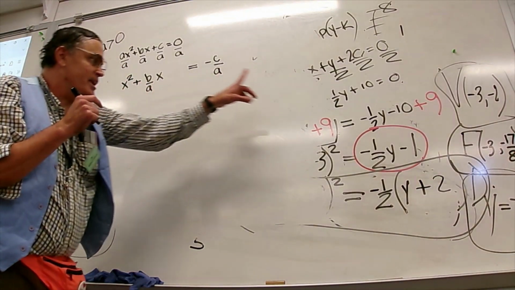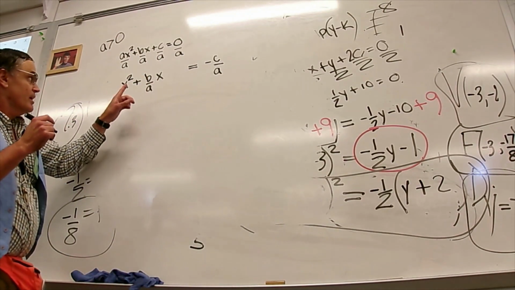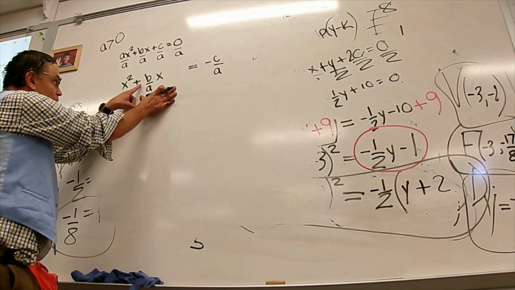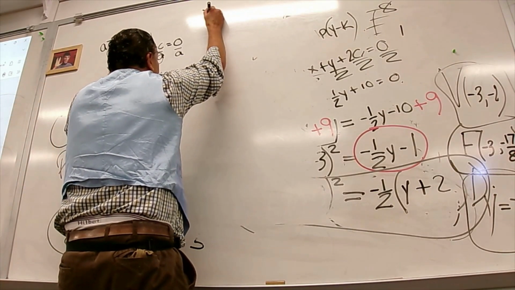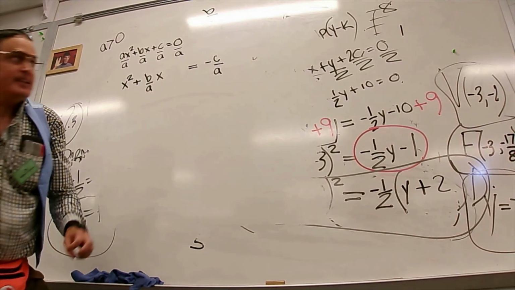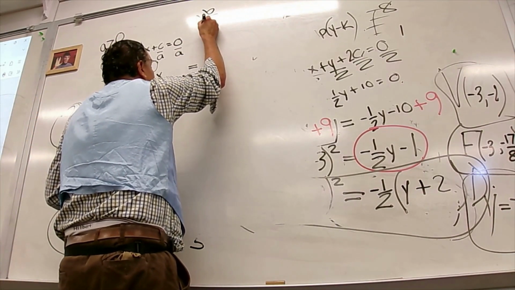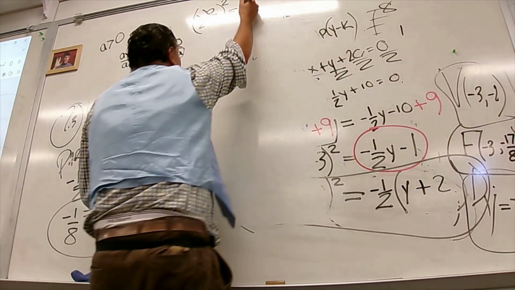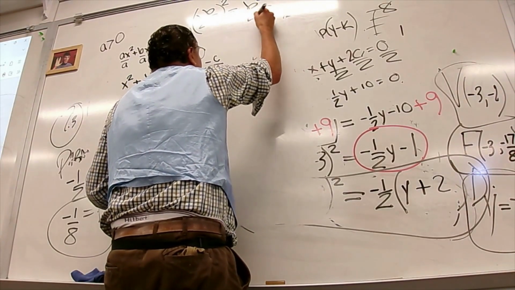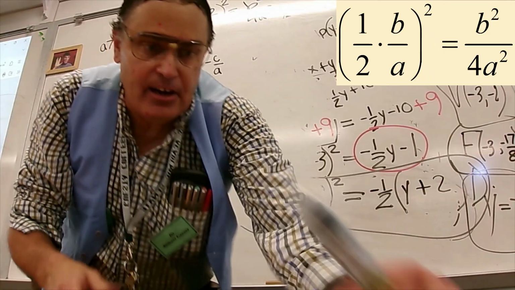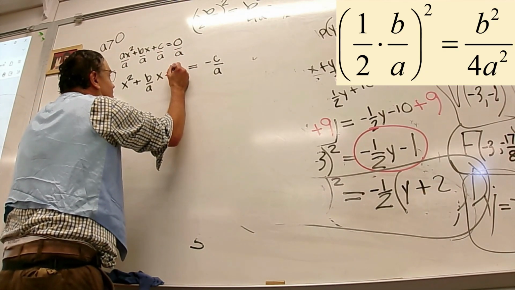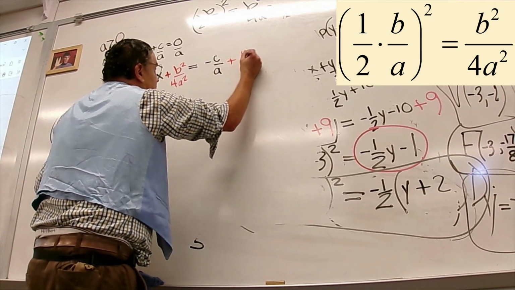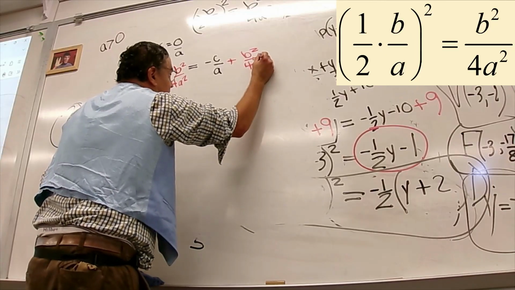Remember how we completed the square there? I'm going to complete the square on this and make this a perfect square trinomial. What is the number that we start with? What number do we chop in half? b over a. How do I chop that in half? Divide by 2 or multiply by 1/2, and then what? Square it. So when that's squared, I have b squared over 4a squared. That is my magic number. I'm going to add that right here. b squared over 4a squared, on both sides.